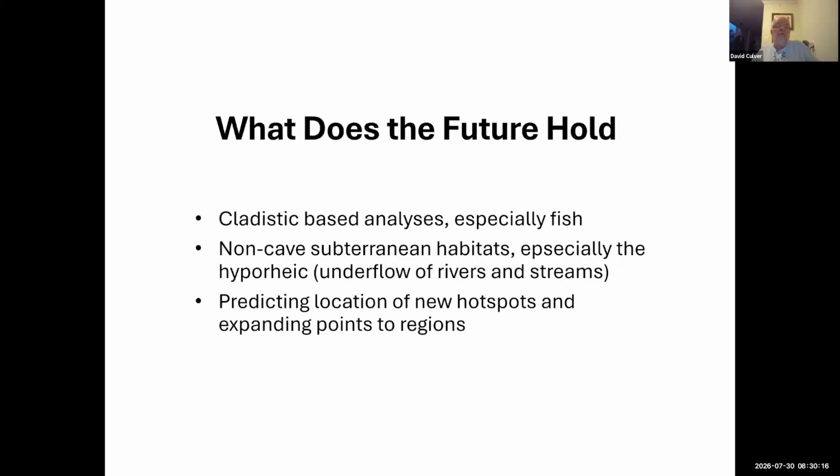And so the question is, what does the future hold? Well, we can look at individual groups like fish, which has been done. I didn't talk about this tonight, just to say the hotspot for fish is China, no doubt about it. Please forgive the misspelling of especially. The hyporheic, which is the underflow of rivers and streams, we did not consider, but it's clear that first off, a lot of the species in that underflow are eyeless and without pigment, and that there are also a lot of species involved.